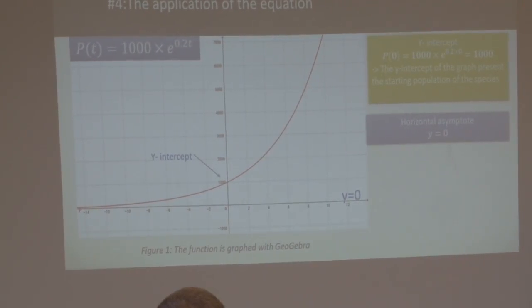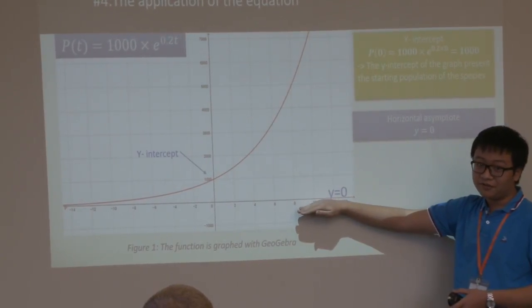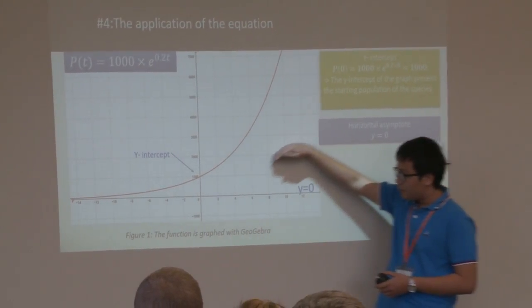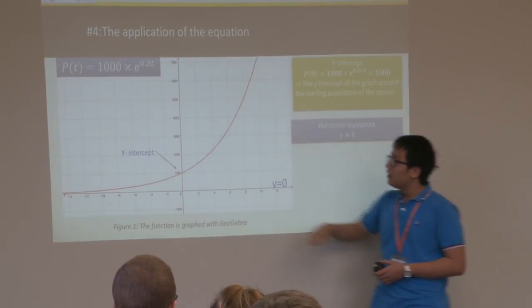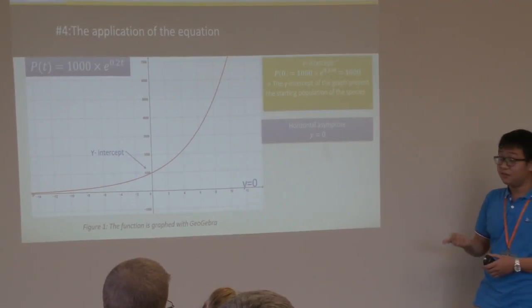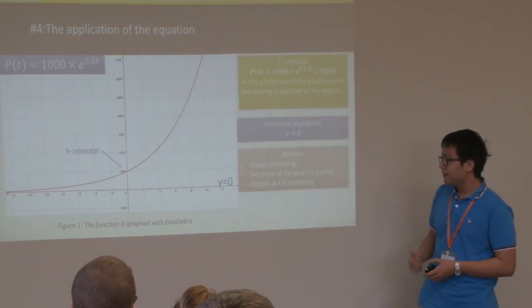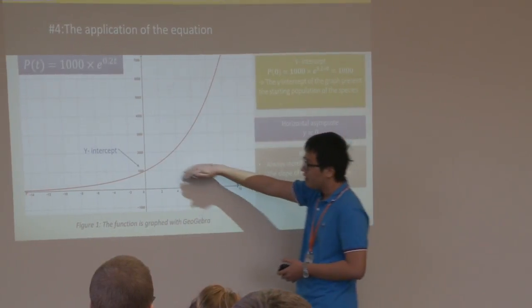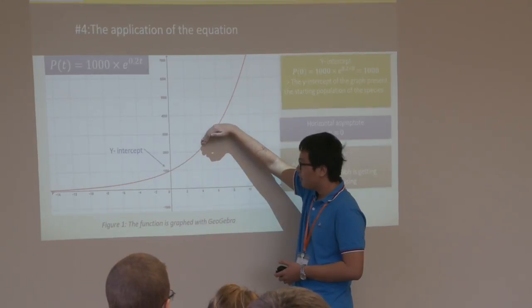The horizontal asymptote is y equals 0. This is the line y equals 0, and the graph you can see is approaching the line y equals 0 and never touches that line. This totally makes sense because the population of the species is always greater than 0. And the behavior of the graph: the graph is always increasing, as you can see. The slope of the graph is getting steeper and steeper as t is increasing.